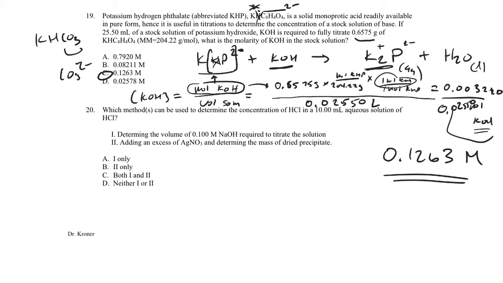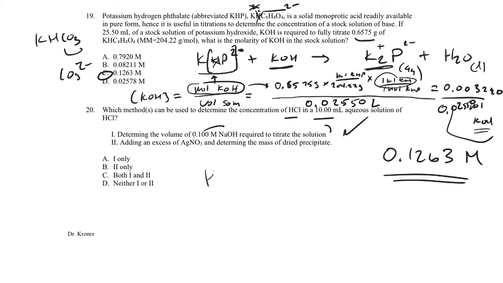20, which methods can be used to determine the concentration of HCl in a 10 mL aqueous solution of HCl. Determine the volume of sodium hydroxide required to titrate the solution. So if you know you have 0.1 molar sodium hydroxide, see how much volume it takes, you have to add some indicator to see it, so that works. And then add an excess of silver nitrate.